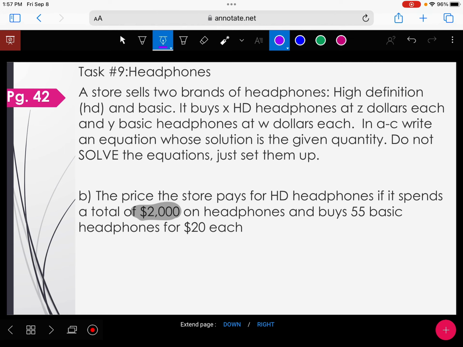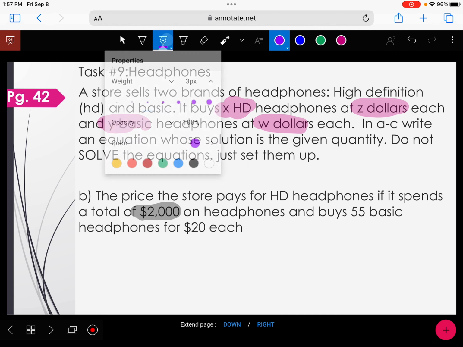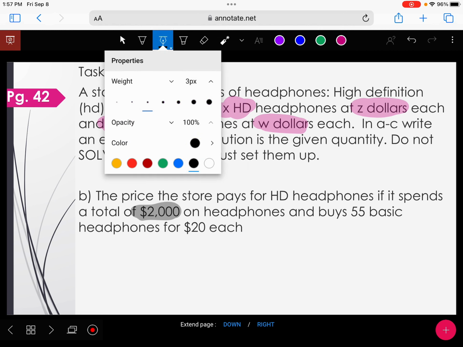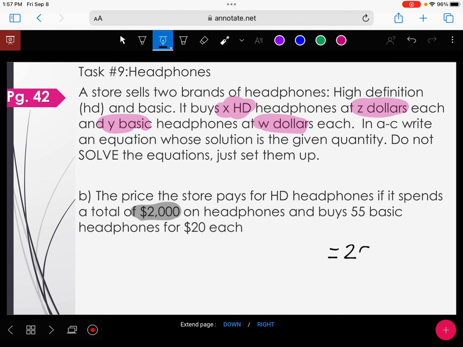So how are we going to build this equation? Just highlighting our variables so we can see them again, because it's a big old wall of text. So we know that it's going to equal 2,000. That's my total. What else do we know?